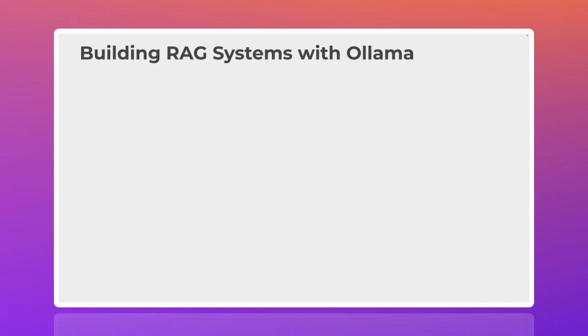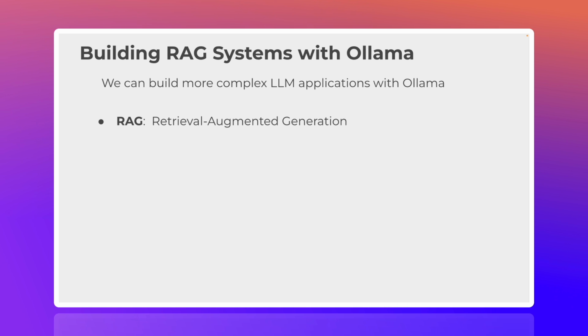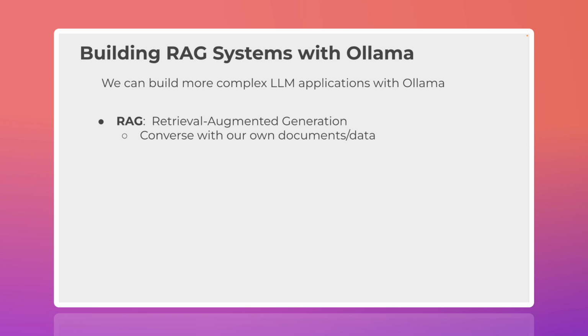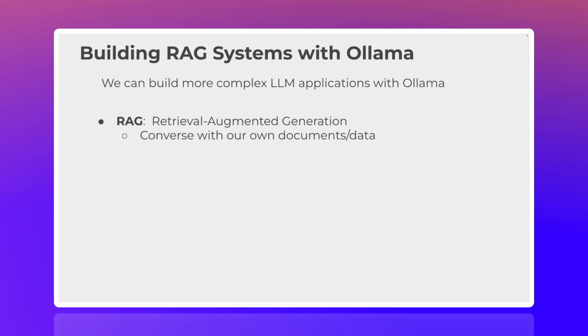So now it's time for us to look at something a little bit more complex, something that you will find in the real world, which is building RAG systems with Ollama. With Ollama, of course, we can build more complex large language model applications, as I have mentioned. So RAG, what is this thing? RAG stands for Retrieval Augmented Generation. Essentially, it is a way for us to converse or chat with our own documents, our own data internally.